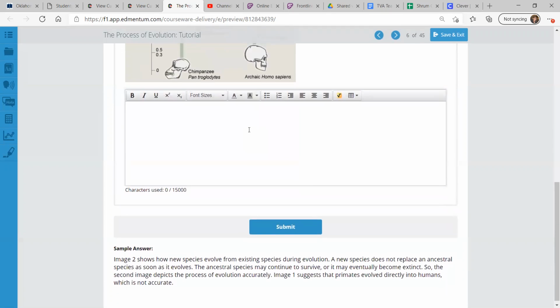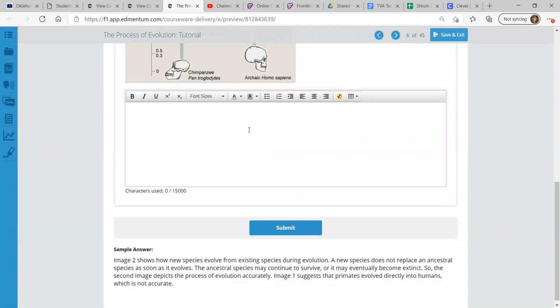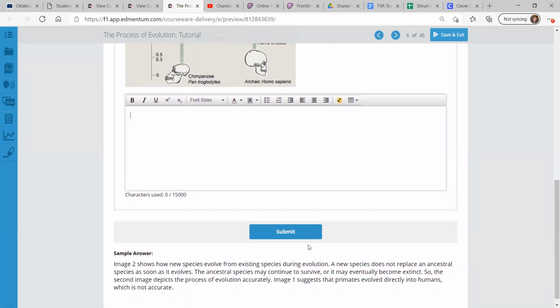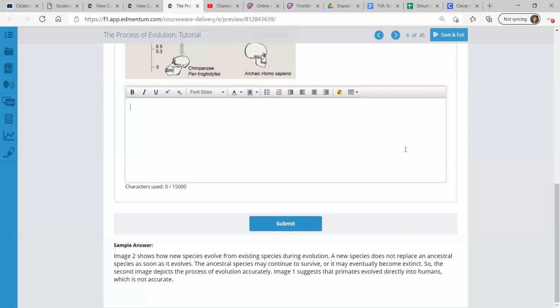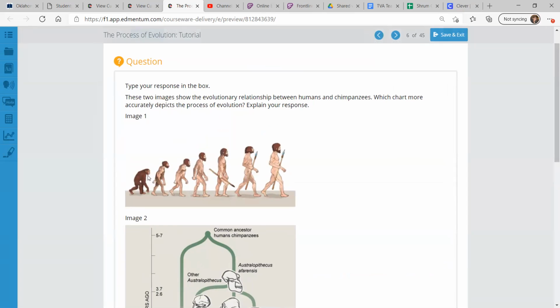Well, it's image 2. It shows how new species evolve from existing species during evolution. A new species doesn't replace an ancestral species as soon as it evolves. The ancestral species may continue to survive, or it may eventually become extinct. So the second image depicts the process of evolution accurately. Image 1 suggests that primates evolved directly into humans, and that's not how evolution works.